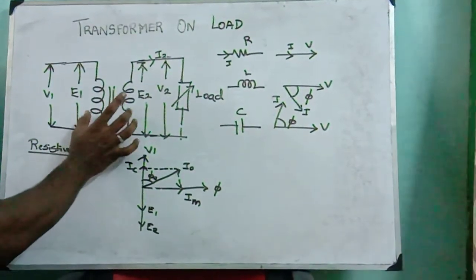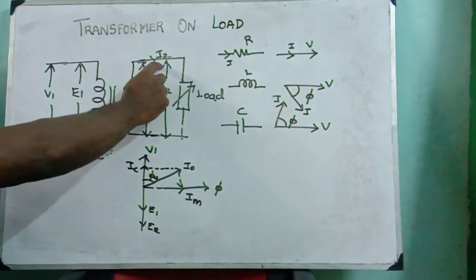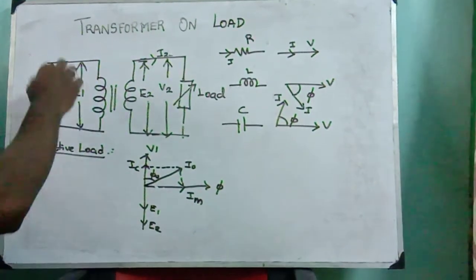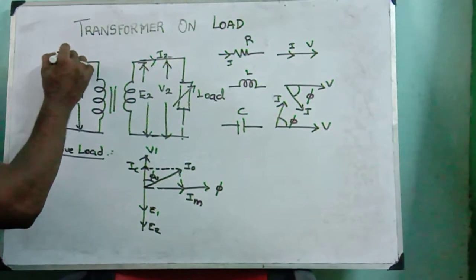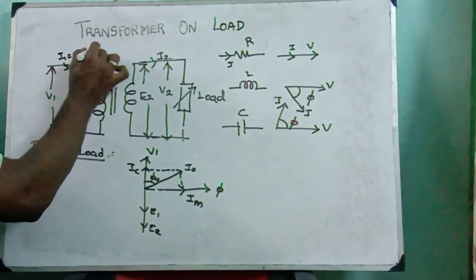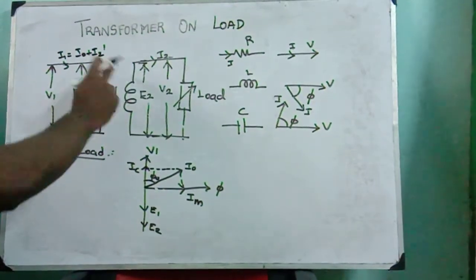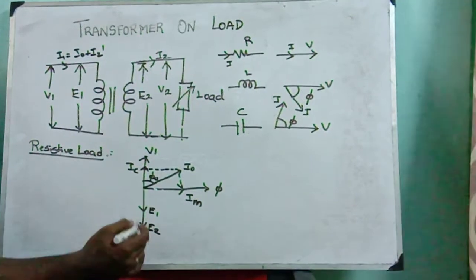So in order to maintain the main flux value as a constant, whatever the increase in the secondary current, the same amount of current will be added in the primary to overcome this demagnetizing current. So I can say I1 is the current that is the combination of I0 plus I2 dash. I2 dash is the compensation current in order to maintain your main flux, and I0 is your no load current. So I am going to draw a phasor diagram.